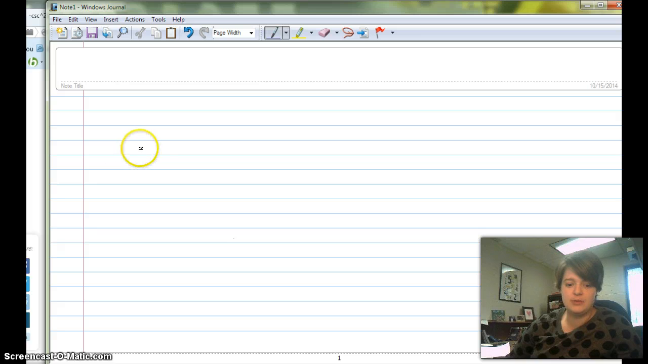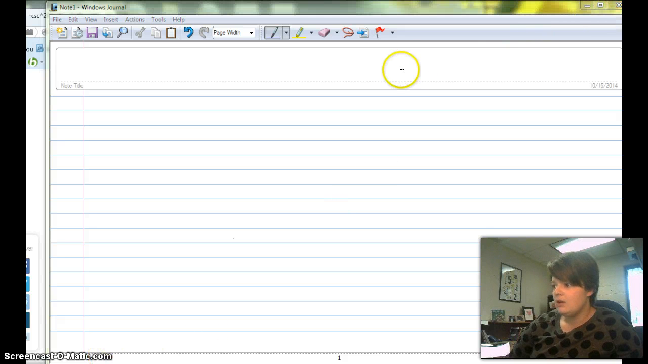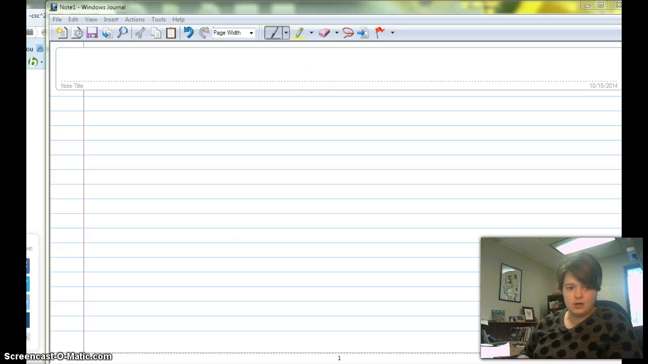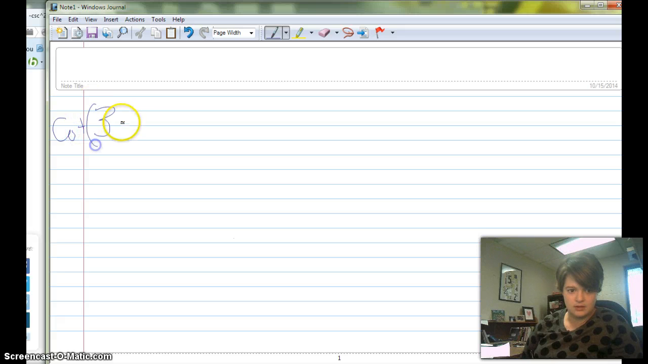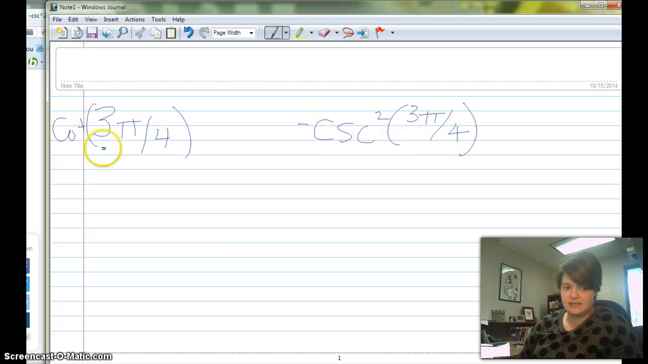So anyways, I'm going to show you 3 ways to find the things that you were looking for. So you were looking for cotangent of 3 pi over 4 and negative cosecant squared of 3 pi over 4. So one thing to remember is that this is in radians. The second method we'll use is our calculator, and we'll want to make sure our calculator is in radians.